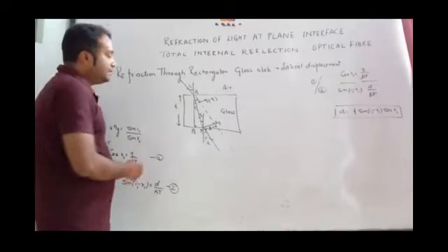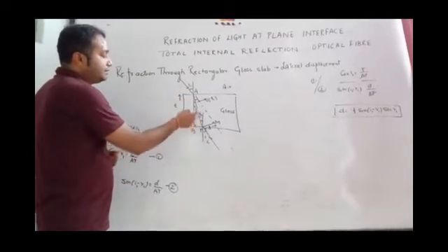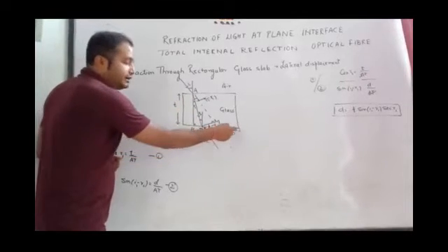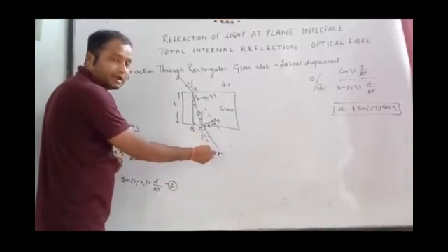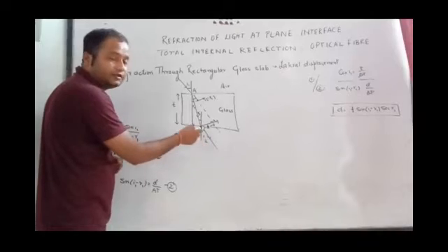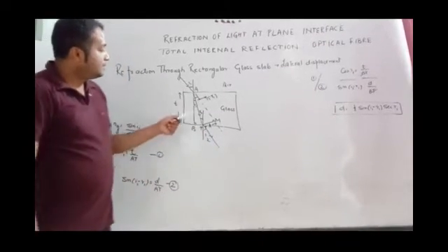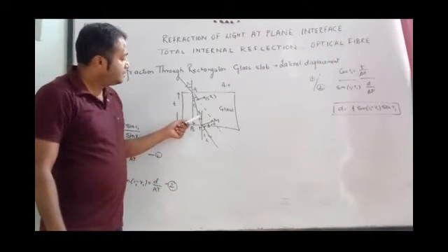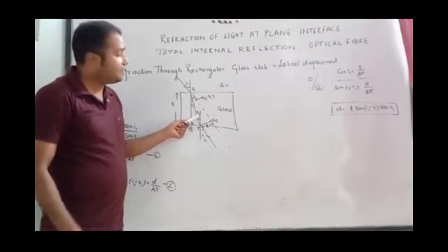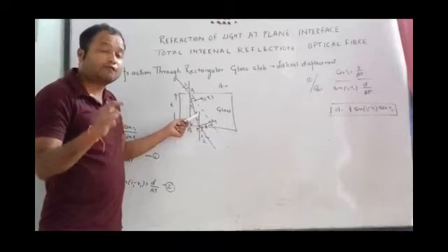After that, when the ray of light comes and strikes this glass slab at the second interface, it leaves the glass slab and enters the rarer medium, that's air. Therefore, the second refraction, this particular angle I have taken as R2, which is the angle of incidence.